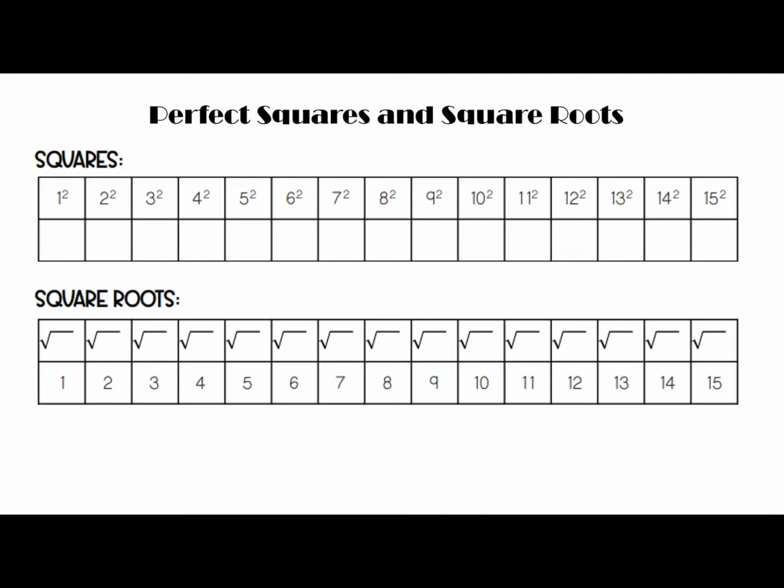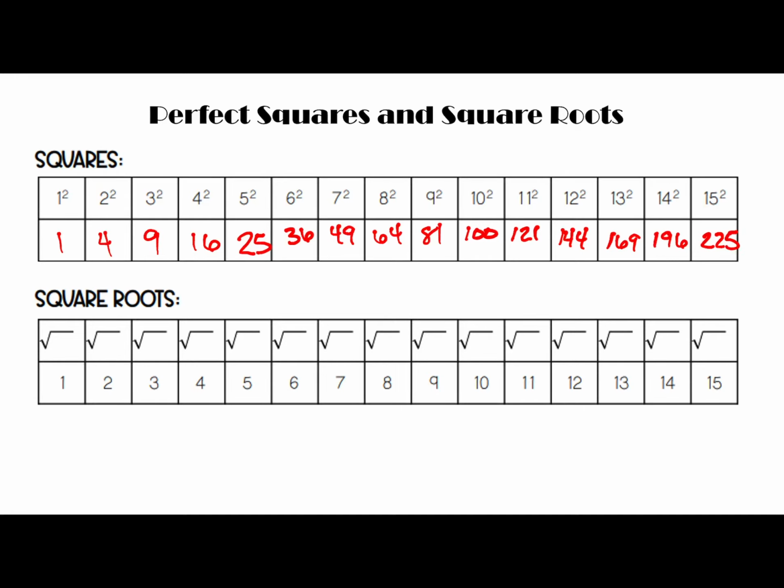I want you to pause this video and try to fill out this entire thing yourself, and then you can start it back to check your work. Alright, so 1 squared is 1. 2 squared is 4. 9, 16, 25, 36, 49, and 8 squared is 64, 9 squared is 81, 100, 11 squared is 121, 12 squared is 144, 13 squared is 169, 14 squared is 196, and 15 squared is 225.